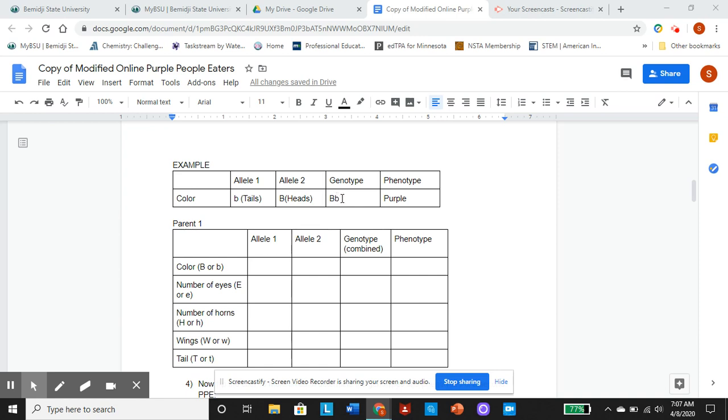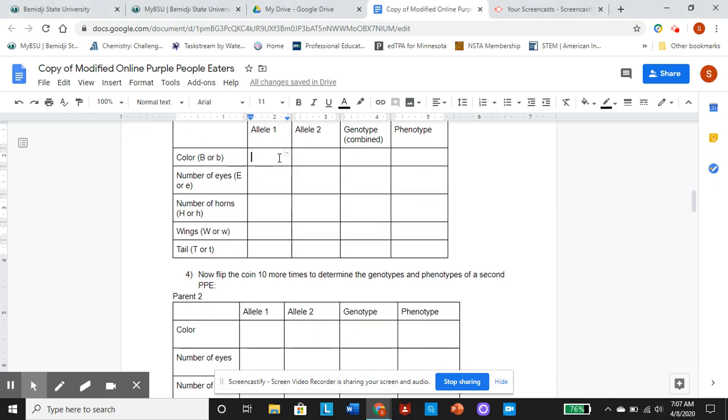I don't know why, but you always put the dominant in front of the recessive. That's how it always has been, and that's why we do it. So even though you have a little b, big B, always put the dominant in front. It's just how it goes. All right, and then our phenotype, the physical expression, would be purple.